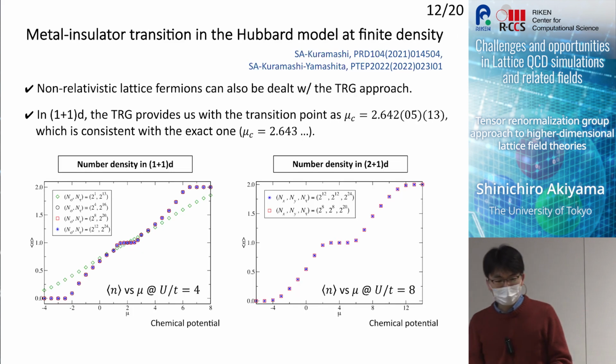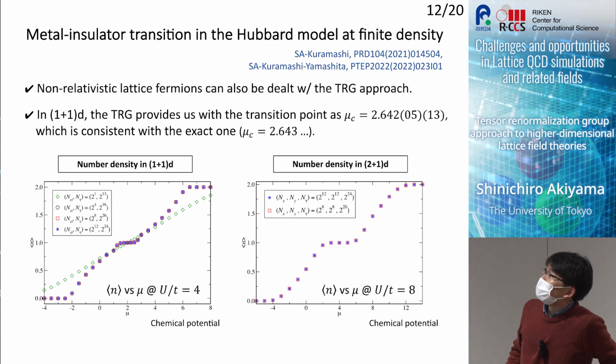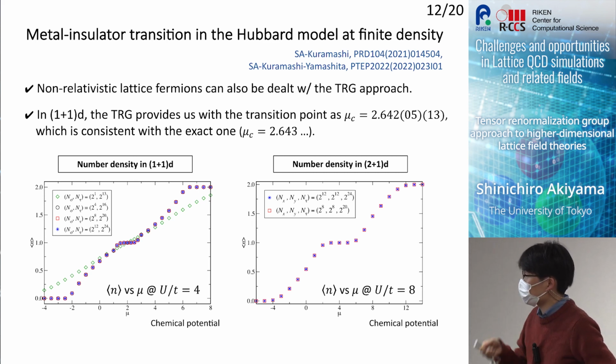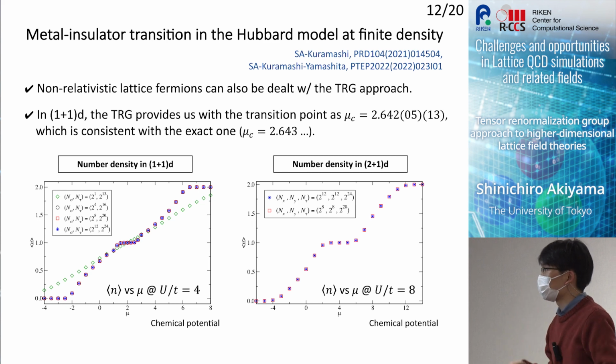And here is another application of the TRG to non-relativistic lattice fermions. In these works, we have provided the numerical calculation of the Hubbard model at finite density in the thermodynamic and zero temperature limit. And I'm showing the number density as a function of the chemical potential. The left one is the model defined in 1+1 dimensions, and the right one is the model defined in 2+1 dimensions.